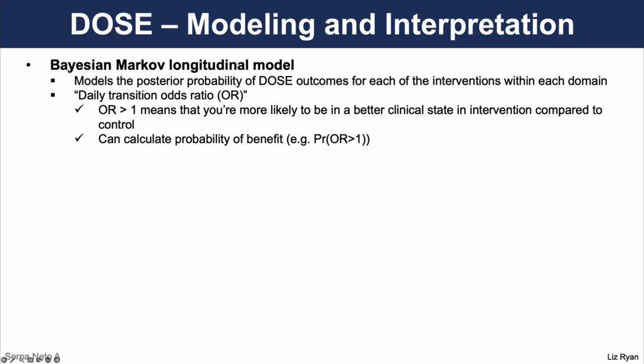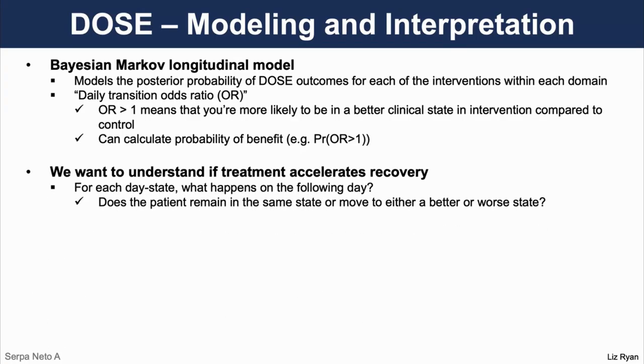So we are planning to use and recommend a Bayesian approach. The Markov model estimates the posterior probability of those outcomes for each of the interventions within each domain of the trial. The effect estimate of this model is what we call the daily transition odds ratio, where an odds ratio greater than 1 represents that the patient is more likely to be in a better clinical state in the intervention compared to control. With this, we can also calculate the probability of benefit, which is the probability of having an odds ratio greater than 1. Remember that an odds ratio greater than 1 represents a better clinical state in the intervention group than in the control.